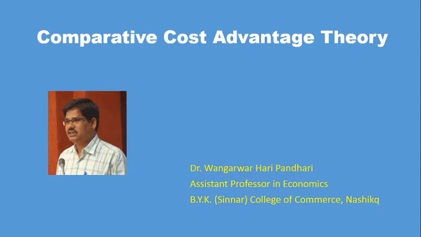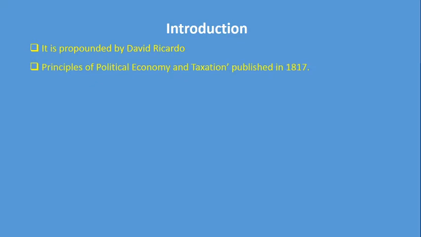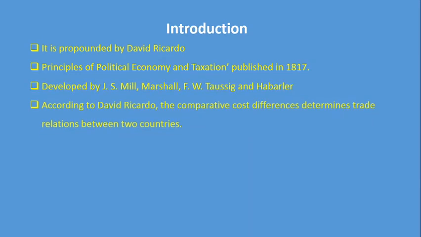In this lecture, we will discuss the comparative cost advantage theory of international trade. This theory was propounded by David Ricardo in his book Principles of Political Economy and Taxation, published in 1870. This theory was later developed by J.S. Mill, Marshall, Townsend, and Haberler. According to David Ricardo, it is not the absolute but the comparative cost differences that determine trade relations between the two countries.